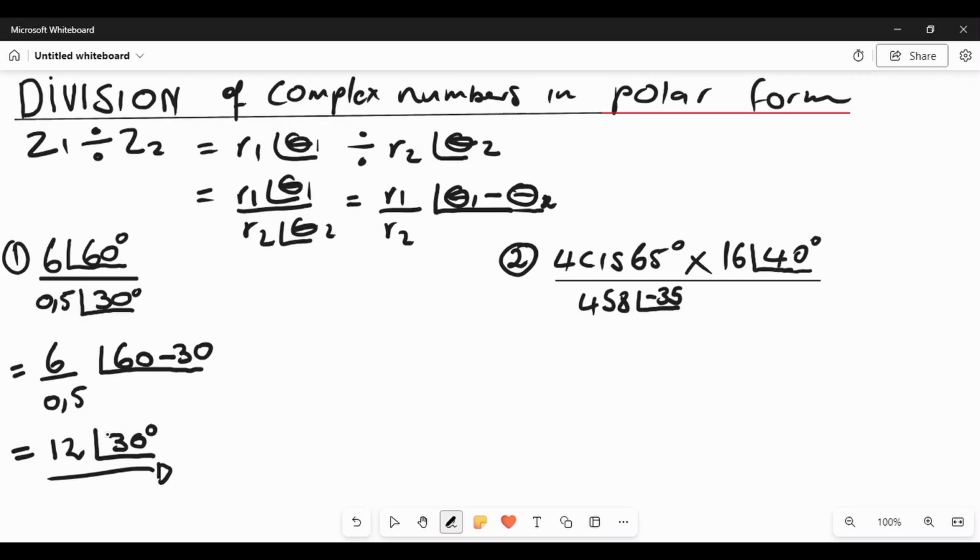Just in case you don't know much about complex numbers, you can go to the description. I've made a video on an introduction to the polar form of complex numbers. Go to that description, click on that video and watch.